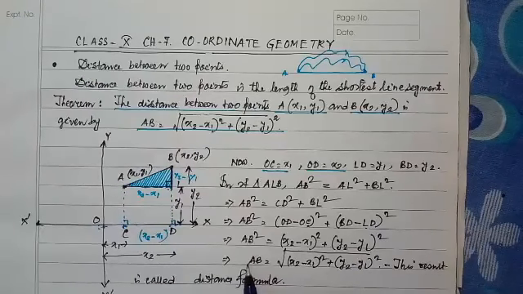Therefore obviously, when AB square is equal to this, then AB is equal to under the root (x2 minus x1) whole square plus (y2 minus y1) whole square. This result you must keep in mind, this result is known as the distance formula.